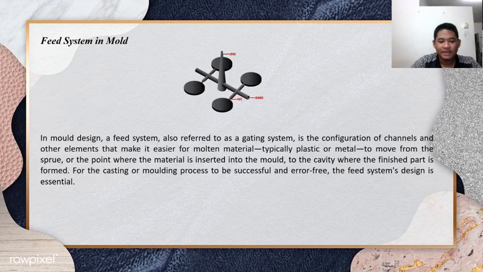Feed system in mold. In mold design, a feed system is also referred to as a gating system. It is the configuration of channels and other elements that make it easier for molten material, typically plastic or metal, to move from the sprue, the point where the material is inserted into the mold, to the cavity where the finished part is formed. For the casting or molding process to be successful or error-free, the feed system design is essential.